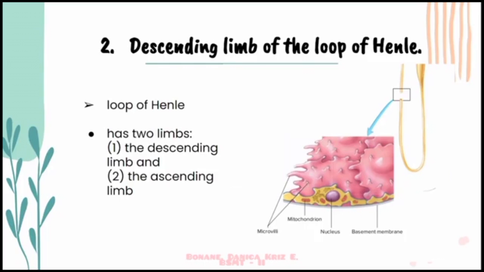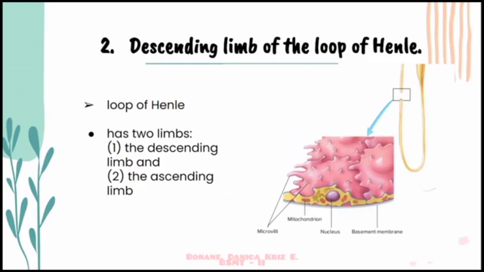The thin segment of the descending limb is composed of simple squamous epithelial cells that have microvilli and contain a relatively small number of mitochondria. Water easily diffuses from the thin segment into the interstitial fluid.